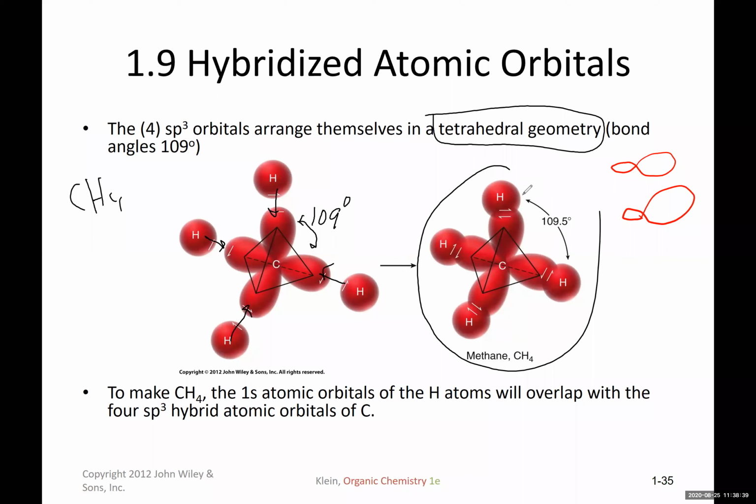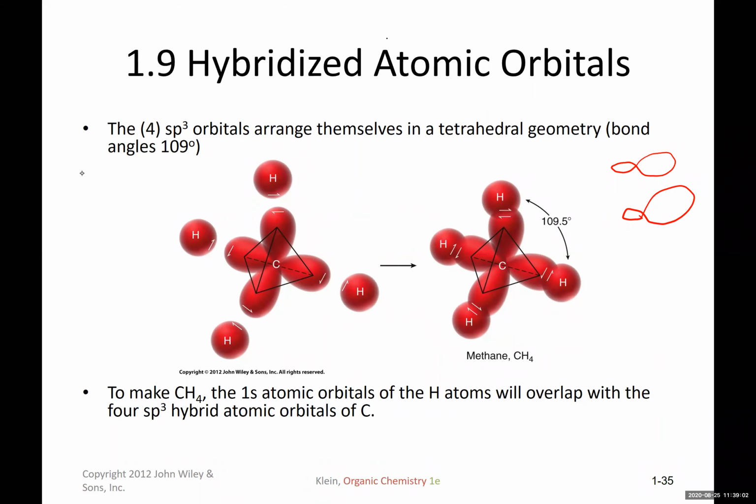Okay, so we show the methane molecule with lines, right? This shows the two shared electrons, and here's a deeper level where you're showing the orbitals that are interacting to form those bonds. Okay. All right, so let's look at the next slide.